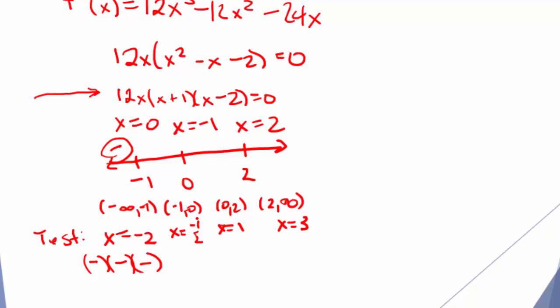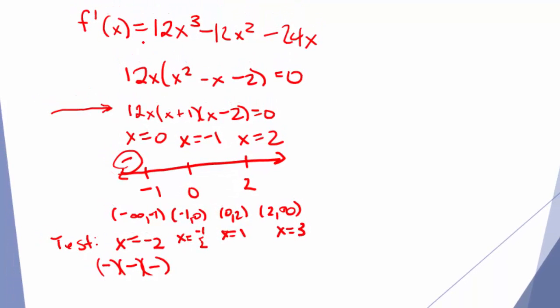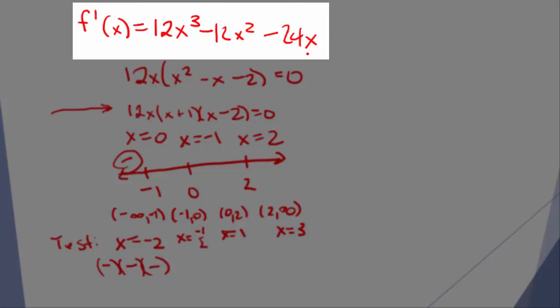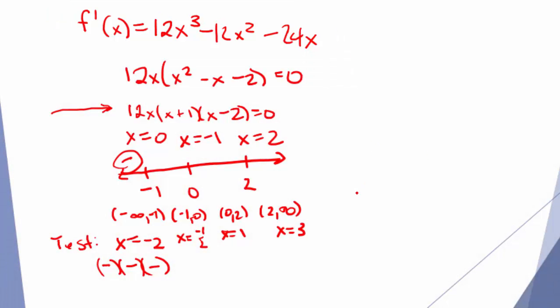Same thing when we plug in -1/2. If we were to plug it back into the original derivative that isn't factored, we would have a lot more calculations to do. We'd be cubing a fraction, we'd be squaring a fraction, and while that's not incorrect to do, it's just not the most efficient way to deal with this problem. If we put -1/2 into the first factor, 12x, it's going to come out negative. If we put it into x plus 1, -1/2 plus 1 is a positive number. And then -1/2 minus 2 is a negative number. So we end up with a positive overall.